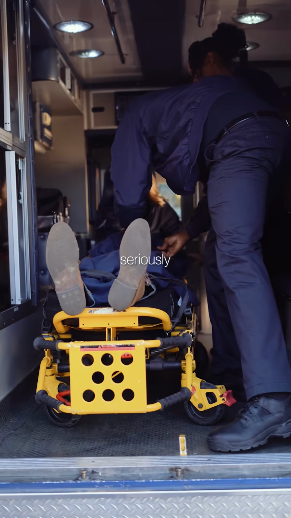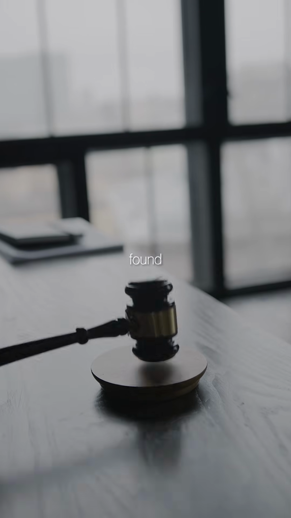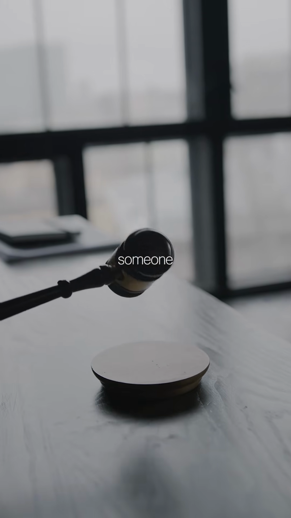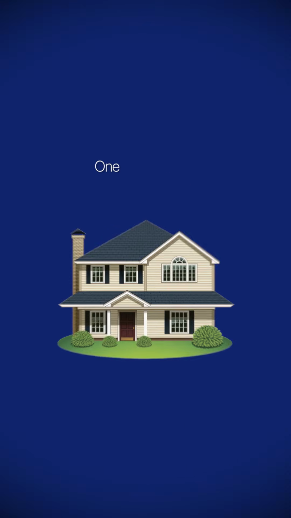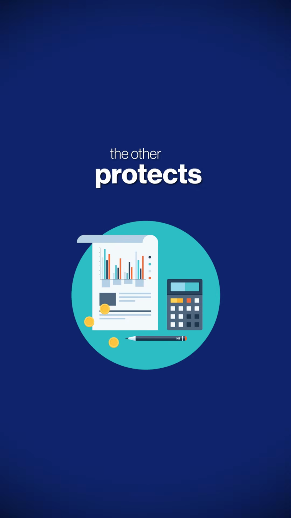Now, separate from the structure is liability coverage. If someone is seriously injured on your property, or if you're found legally responsible for damage to someone else's property, the financial exposure can exceed the value of the home itself. Medical costs, legal defense, settlements, those numbers escalate quickly. Liability coverage is what absorbs that exposure before it reaches your personal assets. That's why liability limits deserve as much attention as dwelling limits. One protects the building, the other protects your balance sheet.